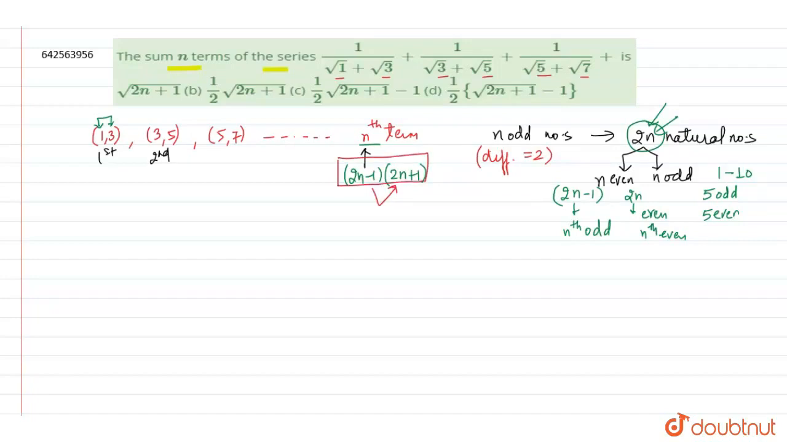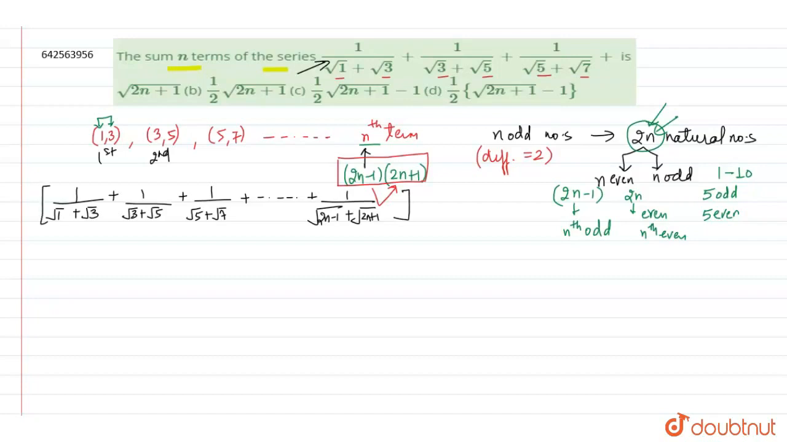Now let us write this series in this format. Our first term will be 1 upon root 1 plus root 3. Next term will be 1 upon root 3 plus root 5. Next will be 1 upon root 5 plus root 7, and so on till the nth term, that will be 1 upon root 2n minus 1 plus root 2n plus 1. So here we have n number of terms in our given series, and we have to find the sum.